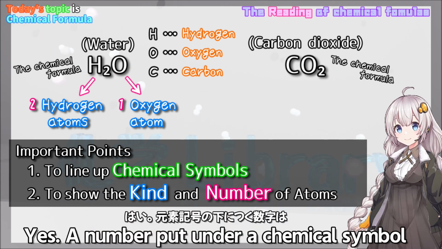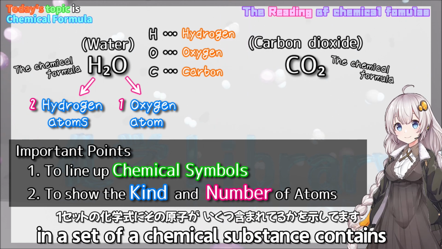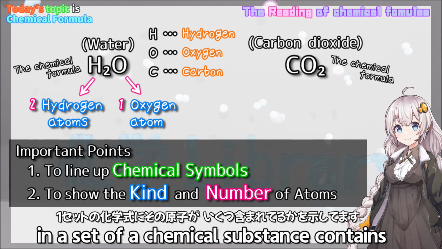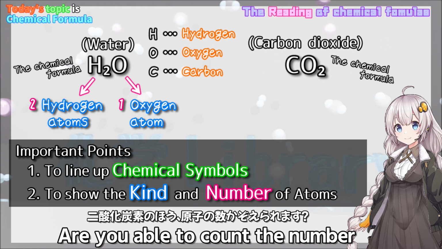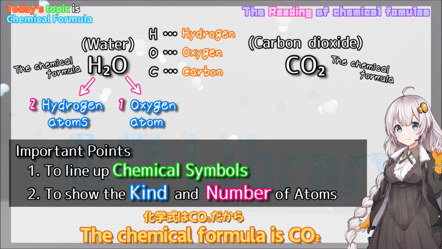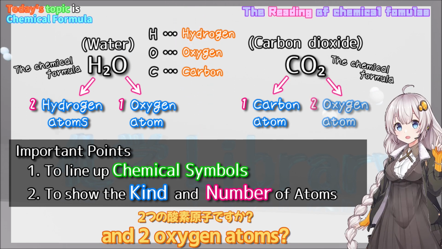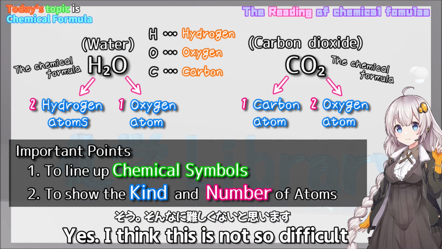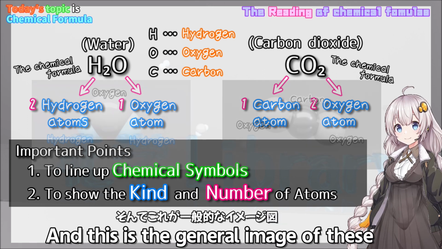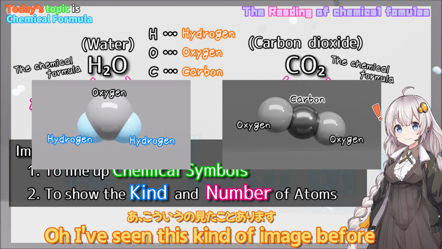Yes. A number put under a chemical symbol shows how many atoms of that kind a set of a chemical substance contains. Are you able to count the number of atoms in carbon dioxide? The chemical formula is CO2. So does this have 1 carbon atom and 2 oxygen atoms? Yes. I think this is not so difficult. And this is the general image of these. Oh, I've seen this kind of image before.